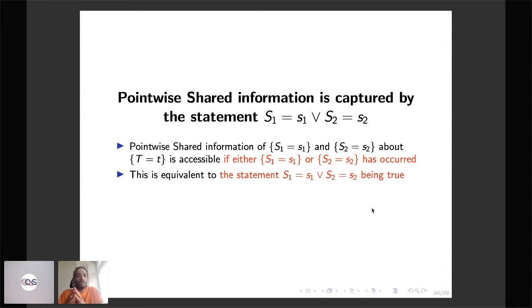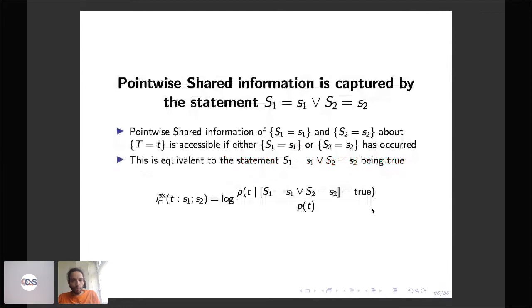And so if you want to quantify shared information, then basically what we are going to do is compare the effect that this statement has on T compared to T in general, as we did in mutual information. So the mutual information that S1 has about T is the information that becomes accessible if S1 occurred, right? And then we compared its effect on T when S1 occurred to when it doesn't happen.